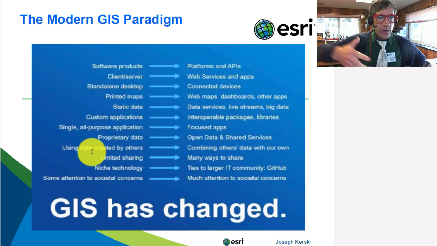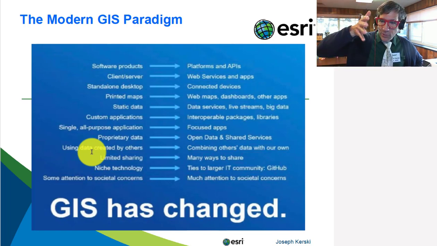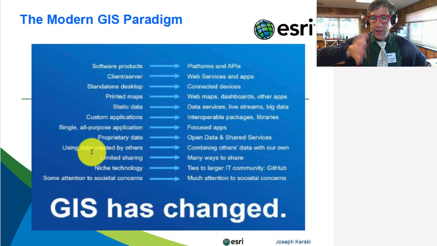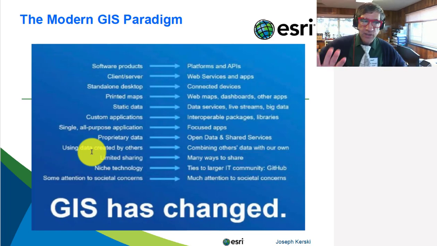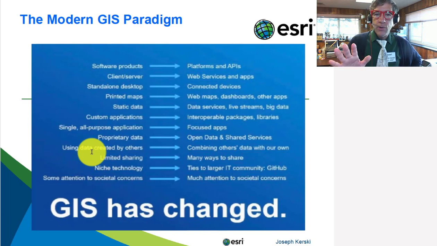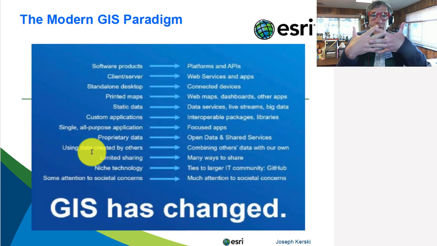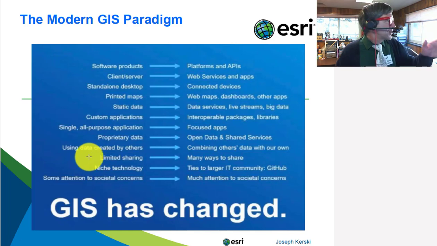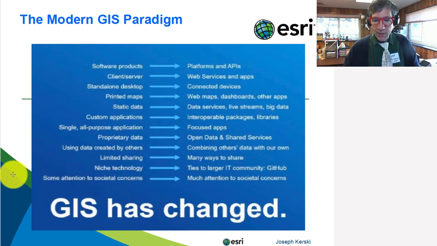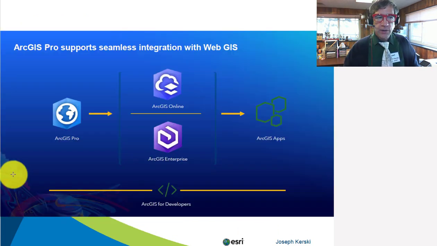As you can see here, I'm not going to read all of these, but you can see as well as I can, you're not just going from one version of software to another. You're embracing this whole notion of GIS changing. It's part of this integrated cloud-based environment where you've got web maps and data services and interoperable libraries and packages, ArcGIS notebooks and coding, Python, etc. inside there. It's tied to a larger GIS community with GitHub, etc. So open data, sharing maps, tools, models, etc., much more easily than in the past. So it's this modern GIS paradigm.